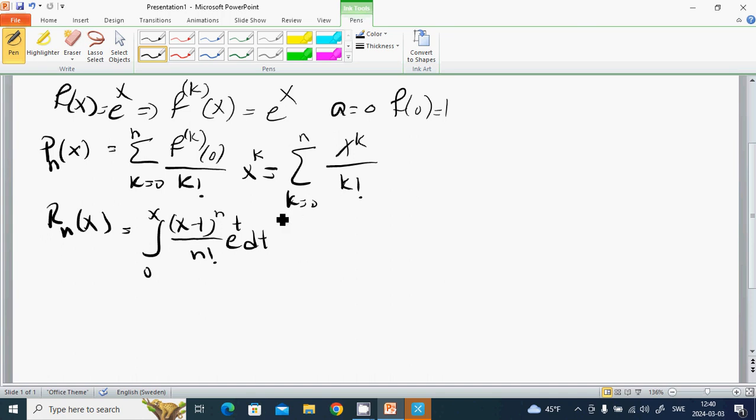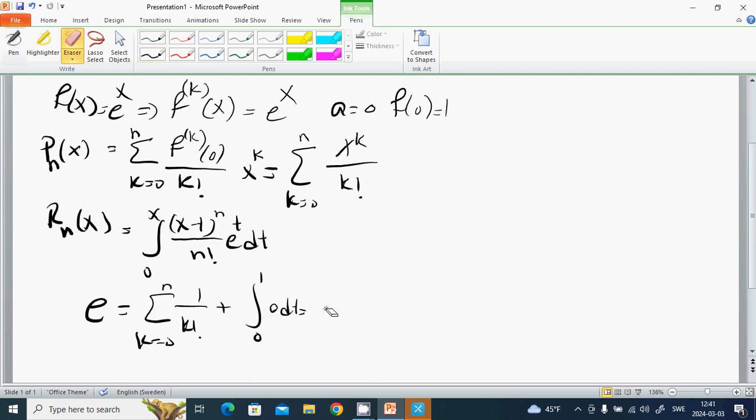Then we put x equals 1. Then e equals the sum k from 0 to n of 1 divided by k factorial, plus the integral from 0 to 1 of the remainder term dt, which is a constant.